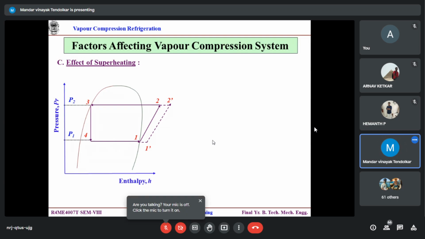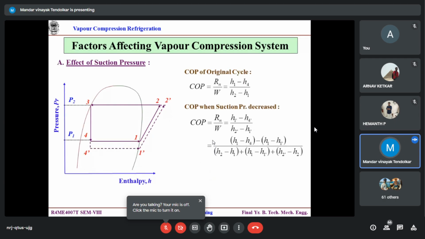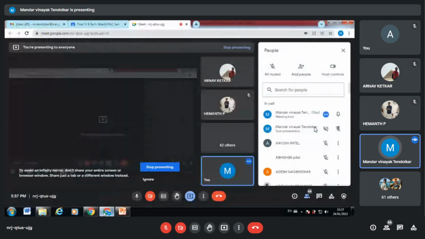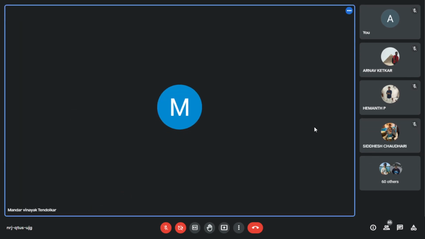Now the third part, effect of superheating. Instead of starting the compression process as a saturated one, if I take it as a superheated one, what happens? The slope of the isentropic curve continuously changes. So the slope over here is larger than the slope of this. It basically gets flattened. As you go towards the right hand side in the superheated part, the isentropic curve goes on flattening.